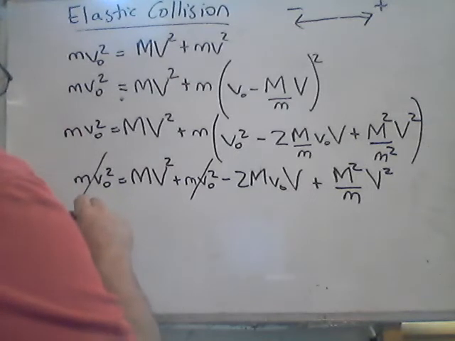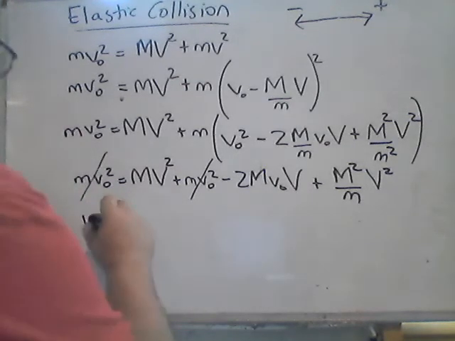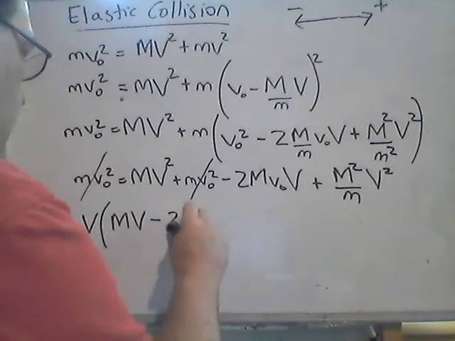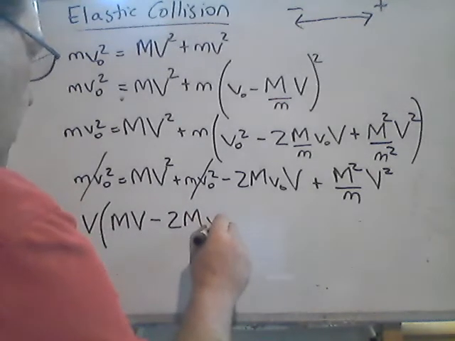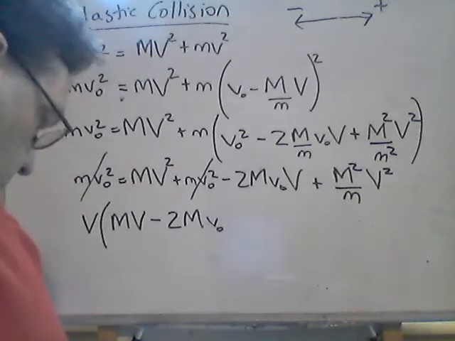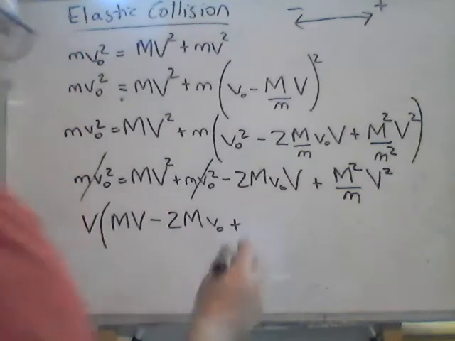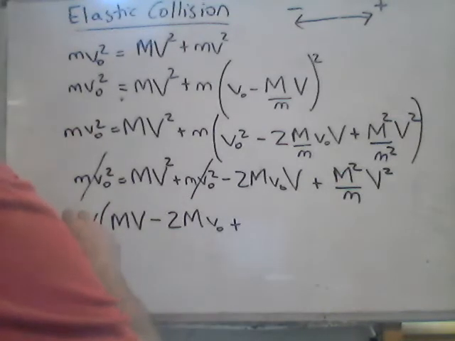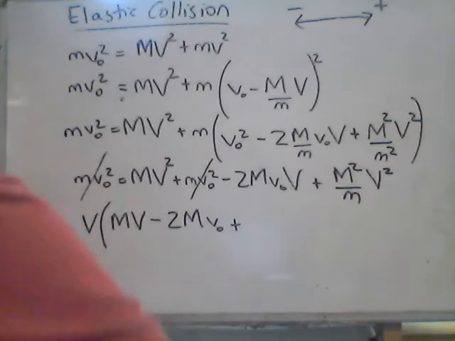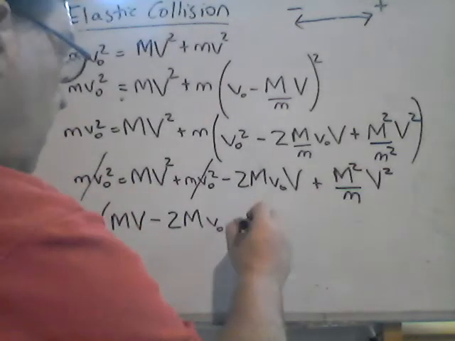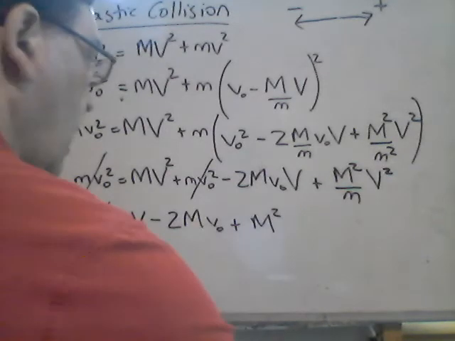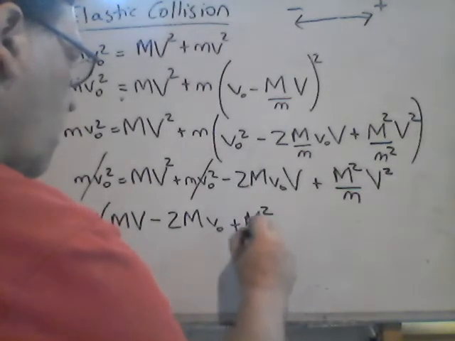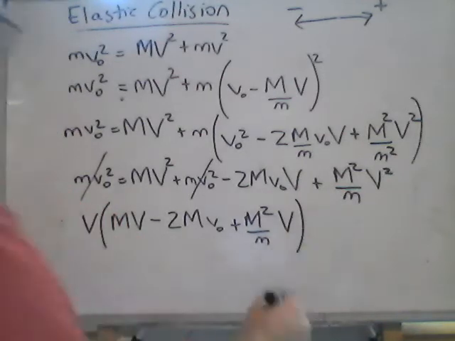So I can actually write now: I have big V times what? Big M, big V. I took one V away. This term's gone. Minus 2 big M V naught. Okay? And I have plus, in fact, I can pull out a big M as well if I want. So, you know what? Let's do one thing at a time. So big V. And then on this other side, I took out one big V, so I have big M squared over little m times big V. All right, and that's equal to zero.